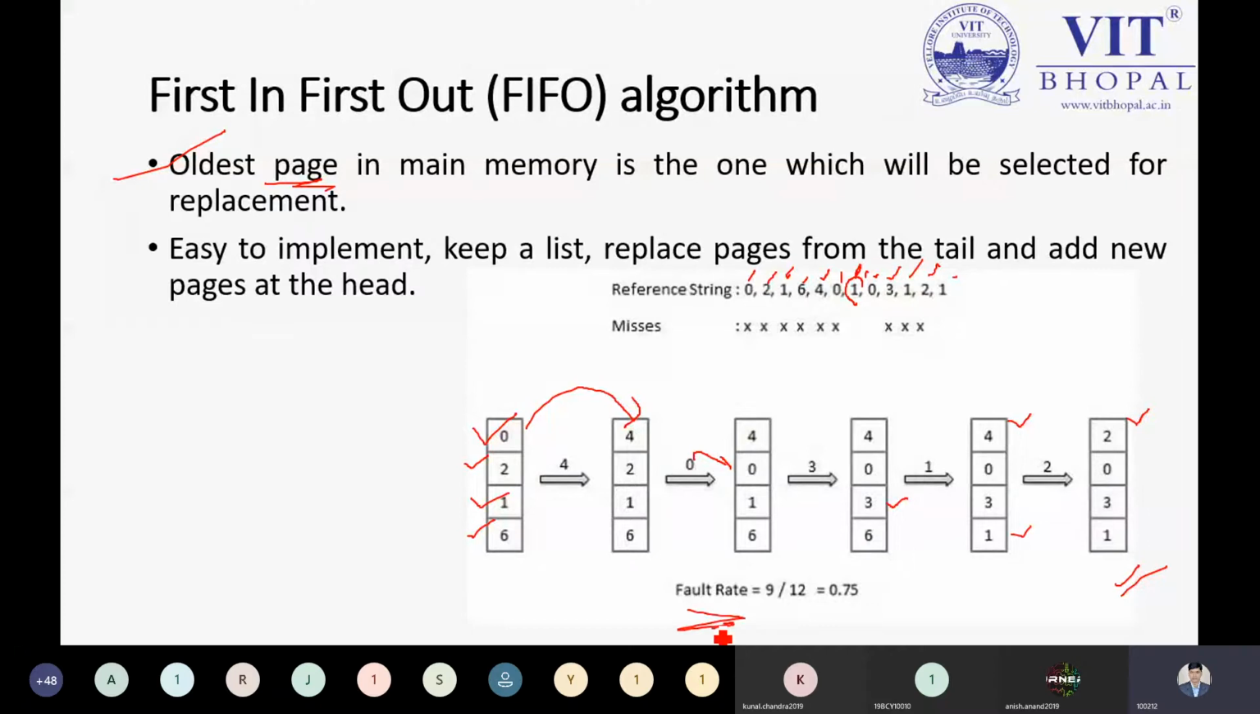What is meant by the fault rate? So how do we determine the fault rate? 9 divided by 12, this is the page fault ratio, that is 0.75. So now what is meant by 0.75 or 9 by 12? How are we getting these points? Can anyone explain to me?